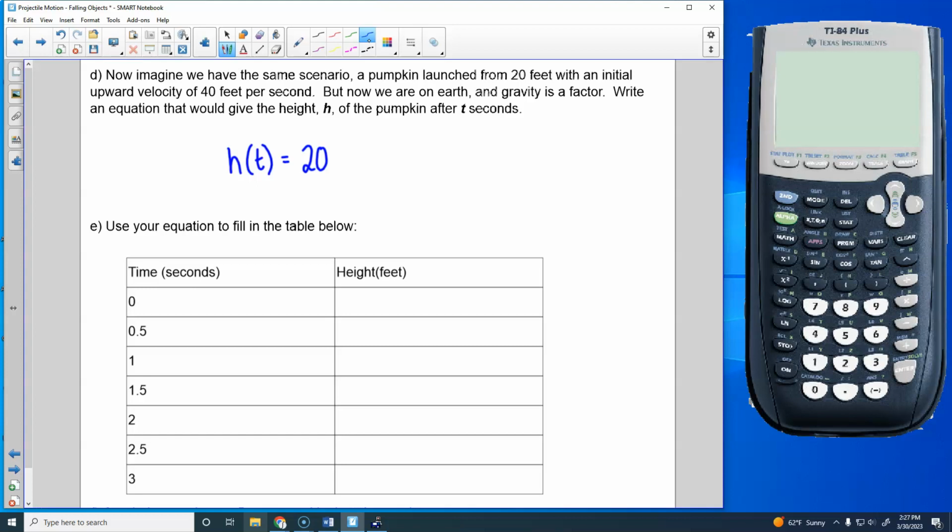Alright, so we have 20. And the initial upward velocity of the pumpkin is 40, which means we're throwing it up just like we threw the pumpkin in space. It's got a speed of 40 feet per second whenever it starts out. So let's imagine we're in space. What does our equation look like if we're in space? Okay, but we're not in space. So we had something we used for gravity. What was it? Minus 16t squared.